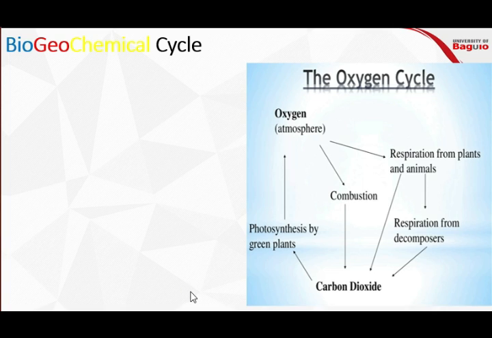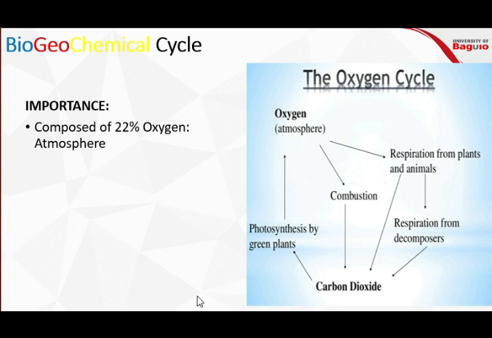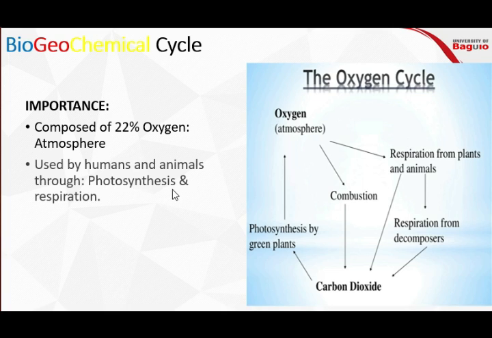Okay, so what is the importance of this oxygen cycle? The atmosphere is composed of 22% oxygen, and it is used by humans and animals through two different processes. Again, we have photosynthesis and respiration. So similar to the carbon cycle, it is also used for photosynthesis and respiration. What else? It supports combustion. If you still remember your history of science about chemistry, to start a fire, we need a reaction with oxygen.